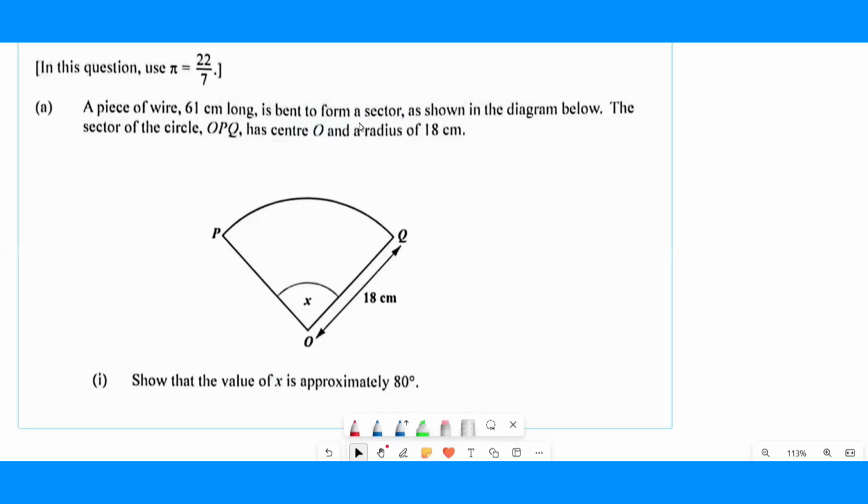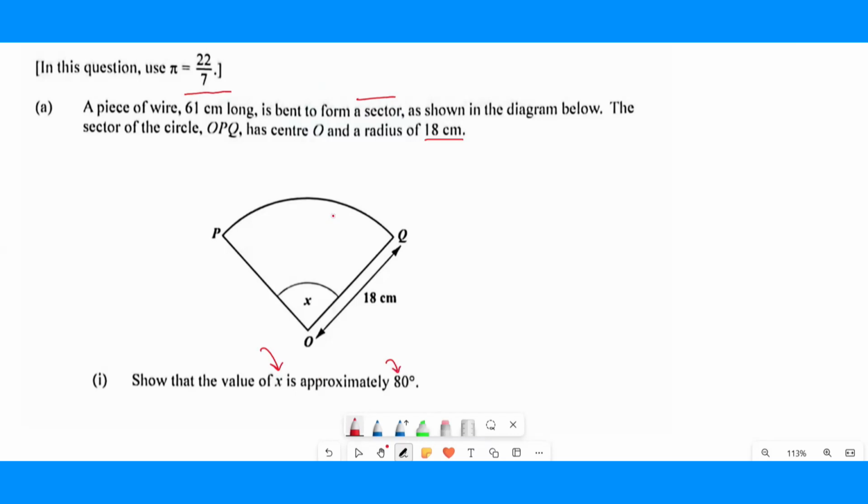Today, what we are looking at is measurement. So this question reads, it says, a piece of wire 61 centimeters long is bent to form a sector, as shown in the diagram below. So we're looking at it. The sector of the circle OPQ has center O and radius of 18 centimeters. The question says, show that the value of x is approximately 80 degrees.